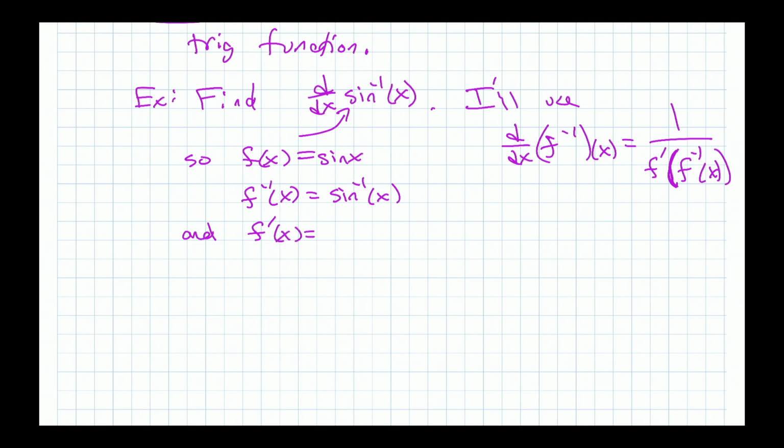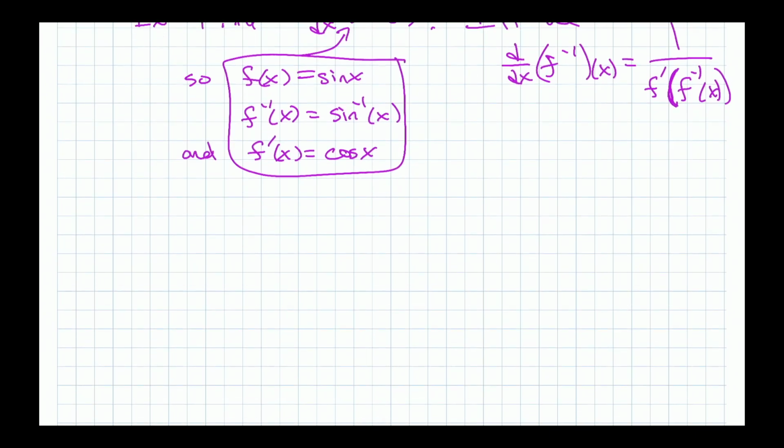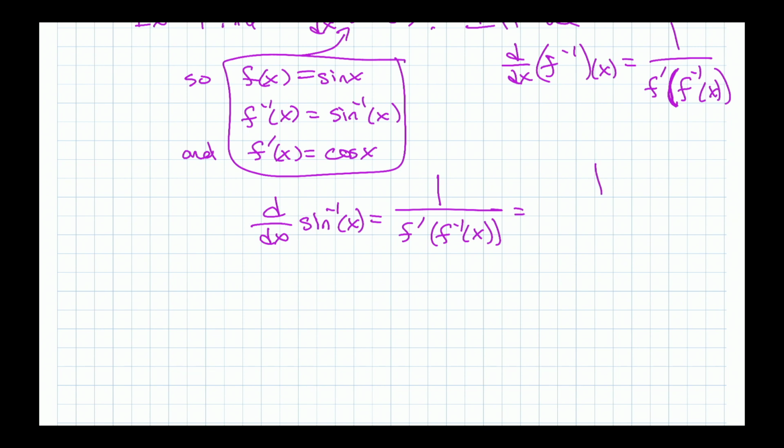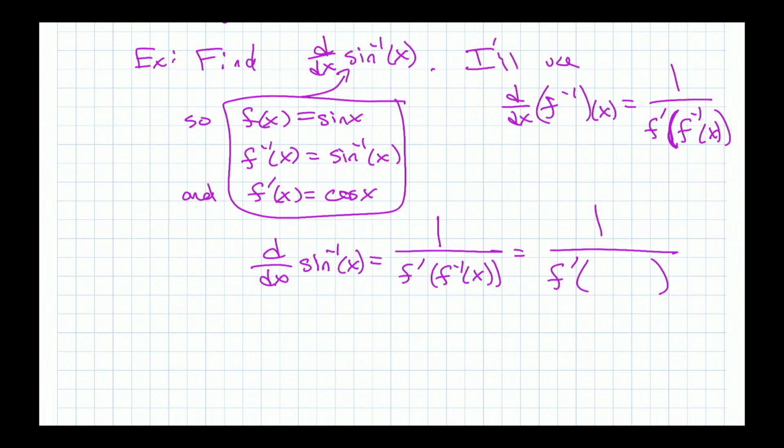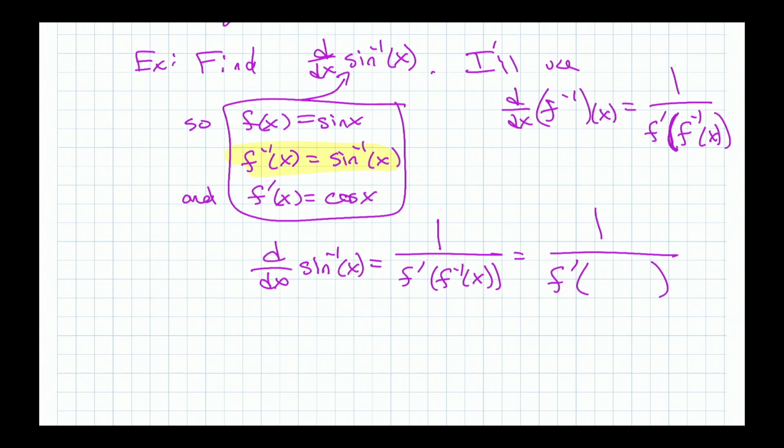So f prime is going to be the derivative of a sine x, which is cosine x. So we have f, f inverse, and f prime. We need all those. So according to my formula, d dx of sine inverse x is going to be 1 over f prime of f inverse of x, which is 1 over f prime of, all right, what's f inverse of x? F inverse of x is sine inverse of x.